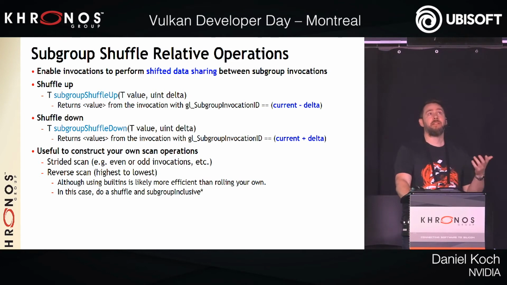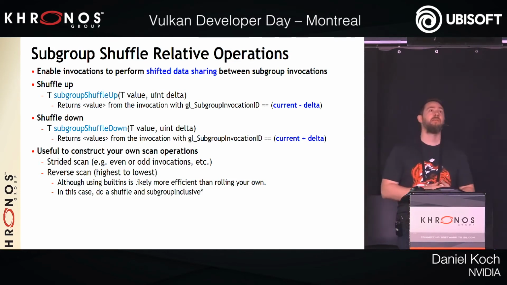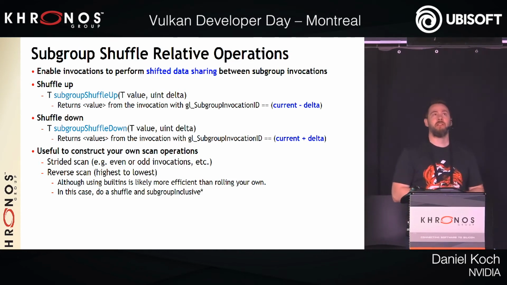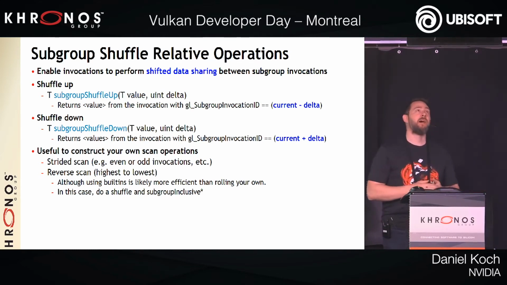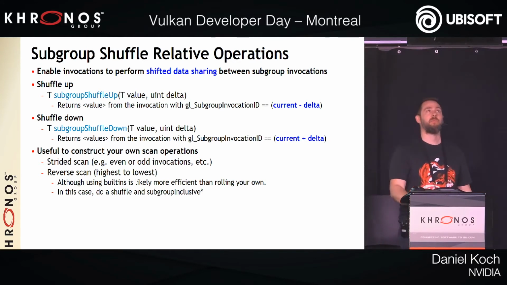If you want to do a strided scan, for example, you want to add together all the even invocations separately from all the odd invocations. You can also construct things like a reverse scan, because the other scans we had with the arithmetic ones went from lowest to highest. Maybe you want to go from highest to lowest for your algorithm. You can construct your own, but in this case it's probably more efficient to use the built-ins. It would actually be better in this particular case to do a shuffle followed by a subgroup inclusive scan. So you need to think about your algorithms in those terms to see which makes sense.